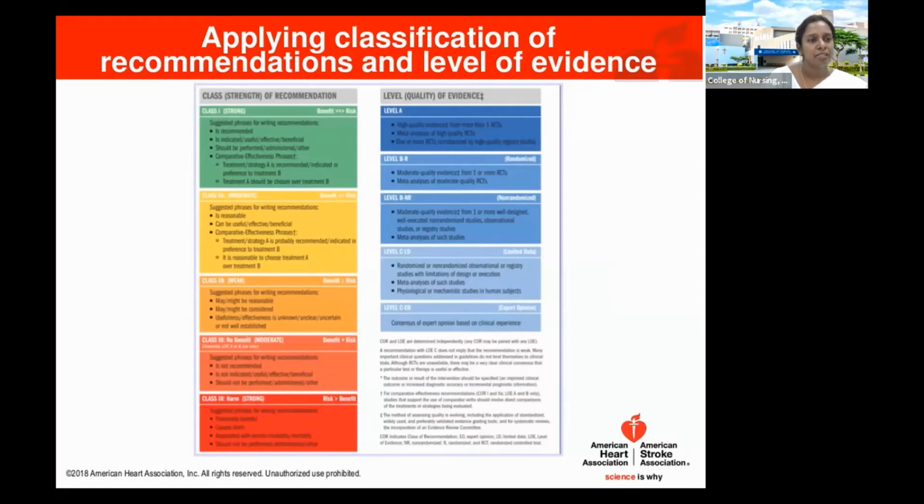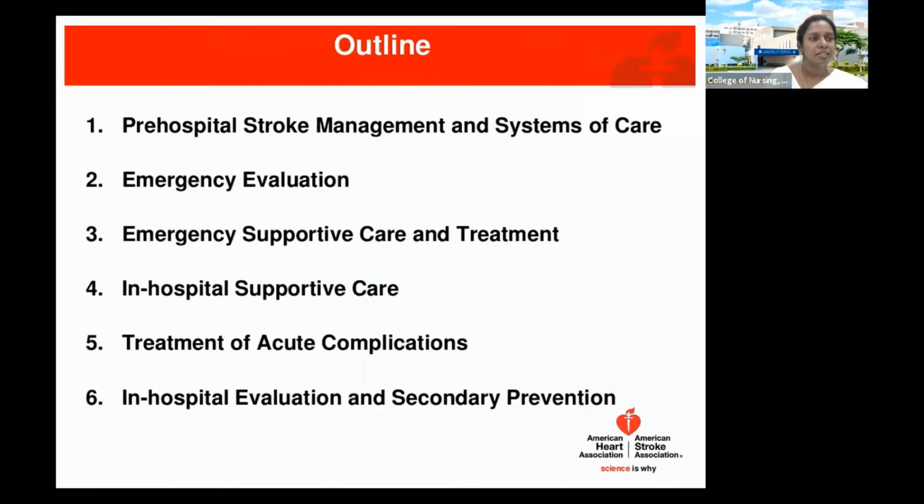Level B is randomized, from randomized studies. Level B, NR is non-randomized. And the other two things are limited data and expert opinion. These are the 6 major headings under which the AHA guidelines are formulated.